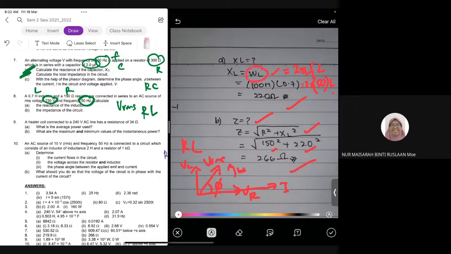Banyak guna ni sebab dalam nota, tapi dalam awak punya exam dia bagi yang ini je tau, 2 pi FL. Tapi you already know lah 2 pi F tu adalah omega. Omega sama dengan 2 pi F. Okay.